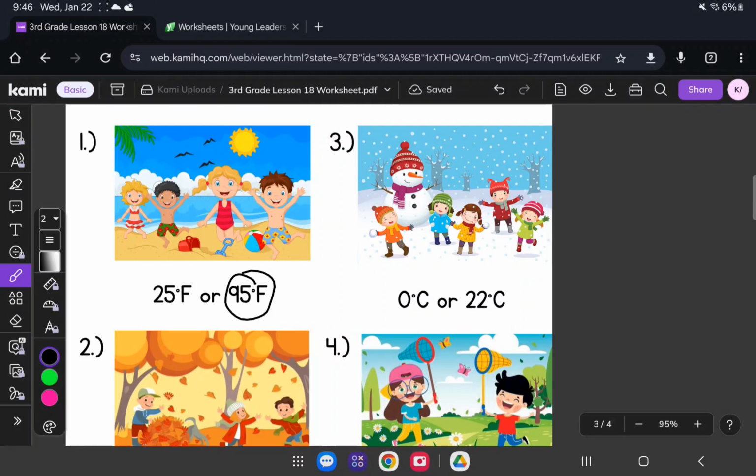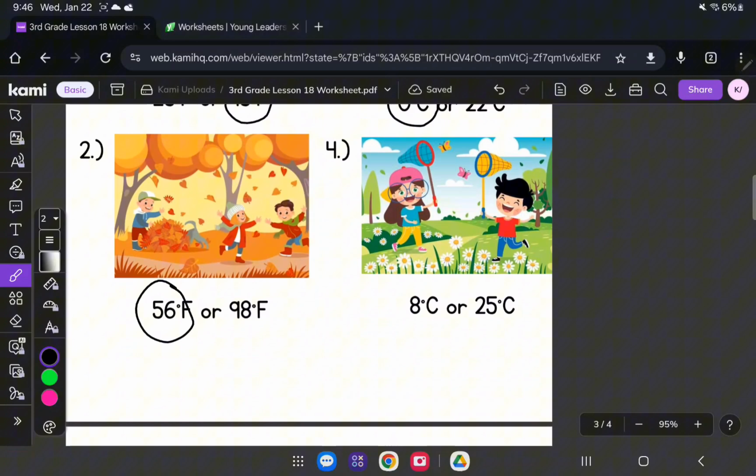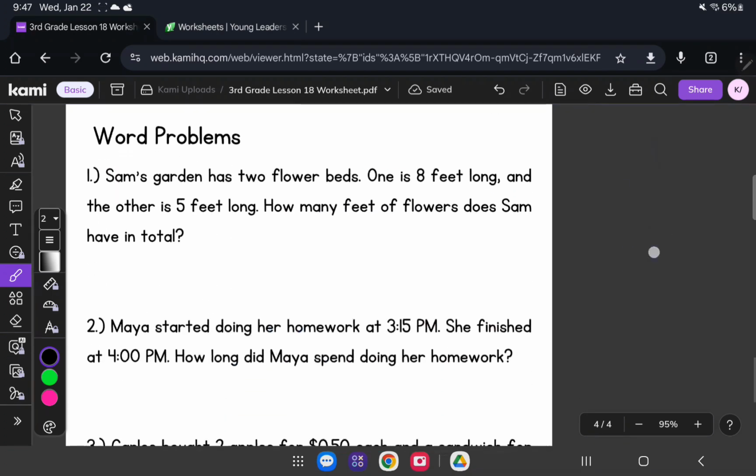Number 3, we have a picture of a snowman and kids playing out in the snow, and we usually use Fahrenheit in the US, but we would say that it would be 0 degrees Celsius because 22 degrees Celsius is a little too hot for a snowy day. Here it says 8 degrees Celsius or 25 degrees Celsius, and there are kids playing out on a spring day. So we would choose 25 degrees Celsius because 8 degrees Celsius would be too cold.